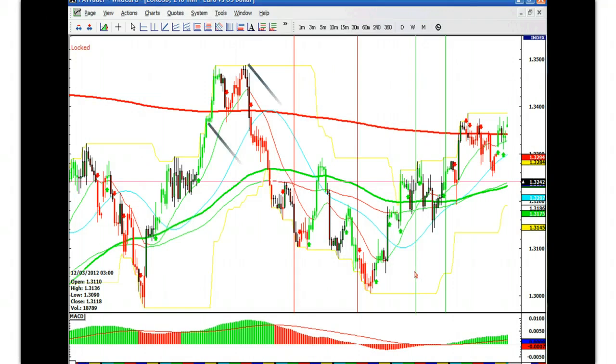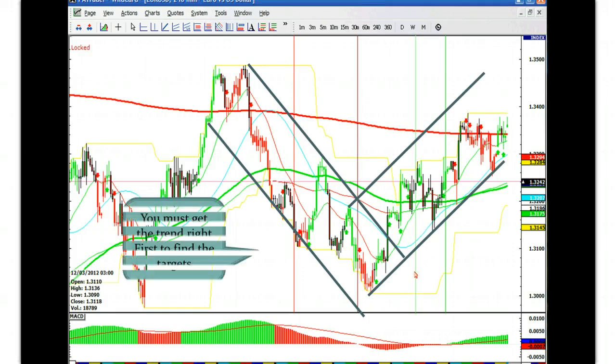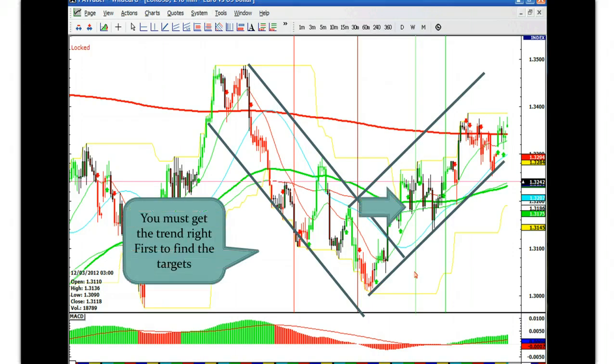All right. So you can see I have a trend to the downside and a trend to the upside. Very simple. Now, you've got to get the trend right first, or you won't know where to find the targets. If you're down in this area and you haven't seen the turn, you're still looking for targets down here, and the market has already made the turn to the upside.